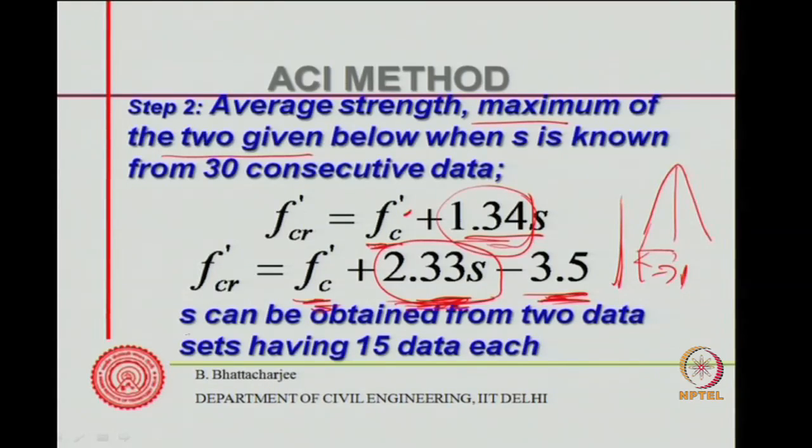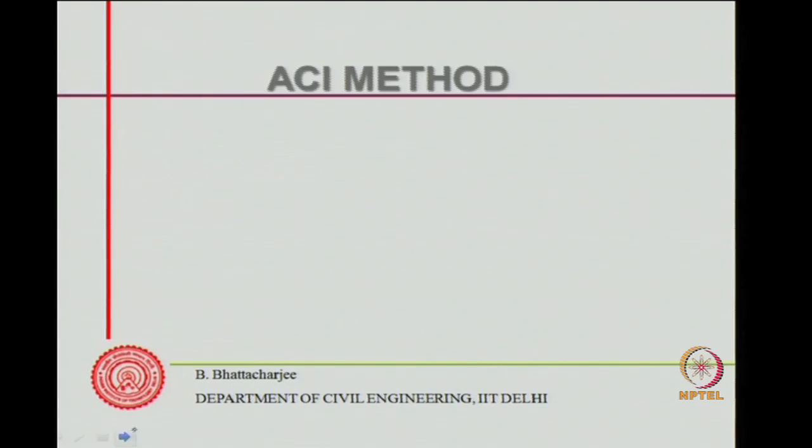But before that, just to mention that S can also be obtained from two data sets having 15 data each, as S1 square plus S2 square is equal to S square. So, that is how it can be found out, right.